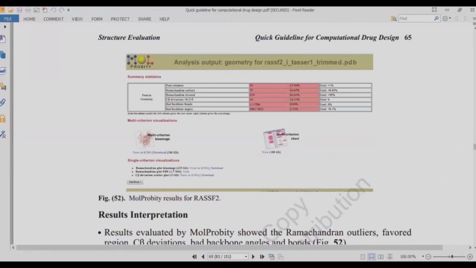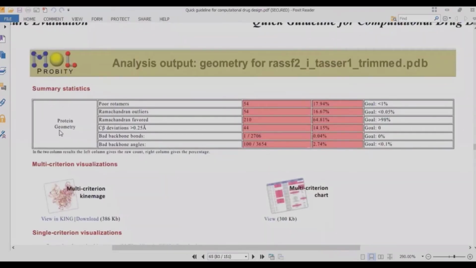This is an interesting result: protein geometry. Poor rotamers: we have 54 poor rotamers in this protein. Then we have Ramachandran outliers, which is also 54, almost 16%. In the Ramachandran favored region, out of 326 amino acids, we have only 210 amino acids. Then we have carbon beta deviation, which should be less than 0.25 angstrom, and 44 amino acids are here.